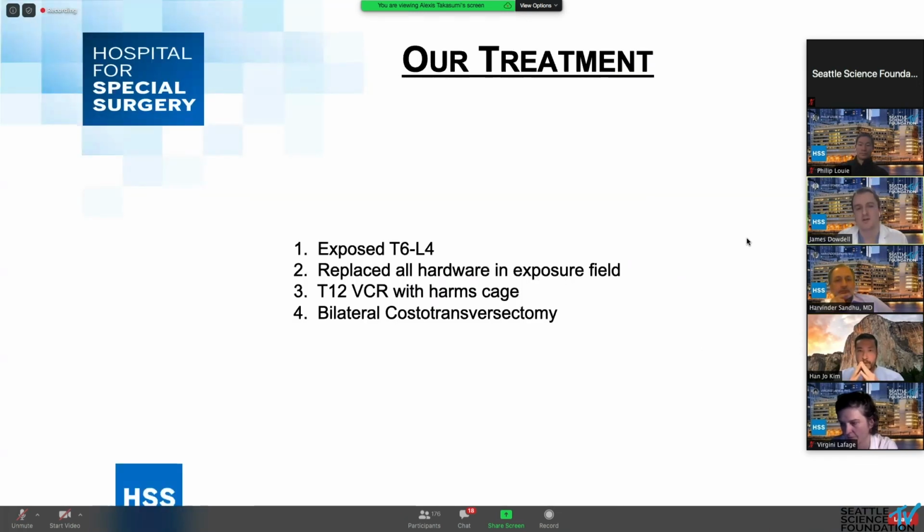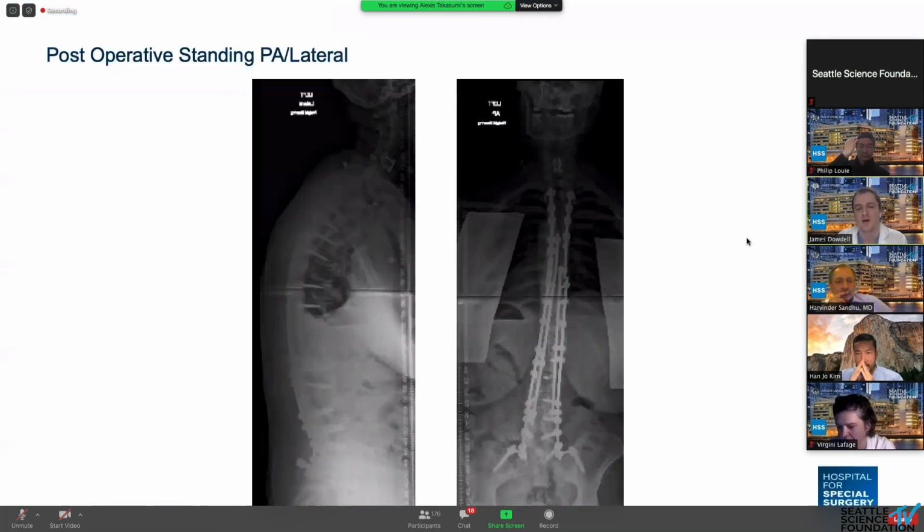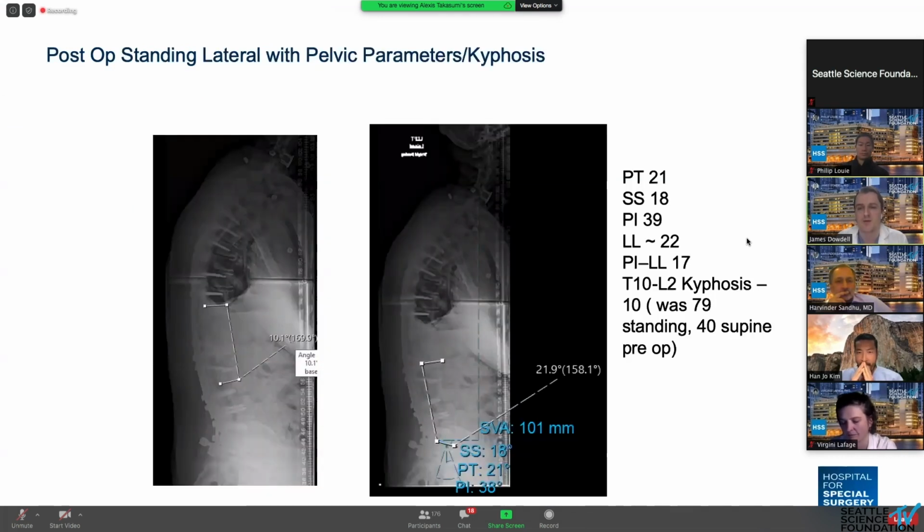So what we did was we exposed T6 to L4, replaced all the hardware in the field, did a T12 BCR with a Harms cage and bilateral costal transversectomy. These are our final X-rays, and I'm going to show you the parameters here. So at the end of the case, these are post-op standing films.